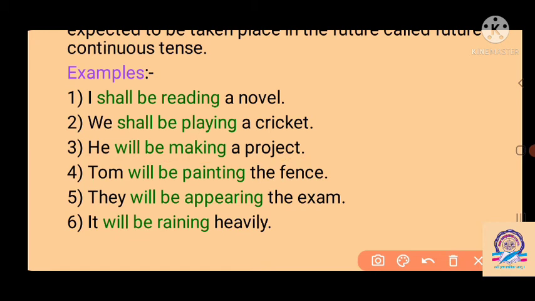Then the fourth example: Tom will be painting the fence. The subject Tom is given here, so with Tom we have to use will, then be, then paint changes into painting the fence. Then, they will be appearing in the exam. With the subject they, we have to use will, then be, then appear changes into appearing. Then with the subject it we have to use will, then be, then rain changes into raining heavily.